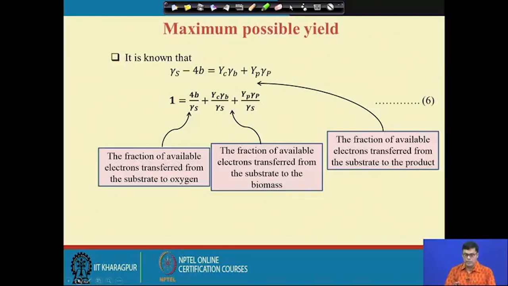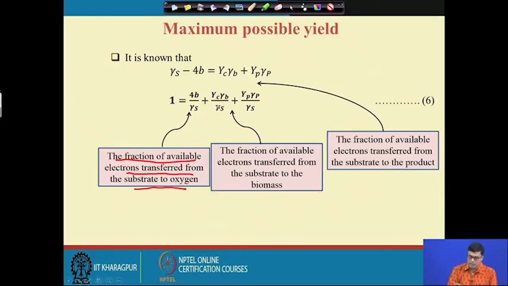Now, again, if we divide both sides by gamma S, we will get this. Now 4B by gamma S is considered as the fraction. This considers the fraction of available electron transferred from substrate to oxygen.